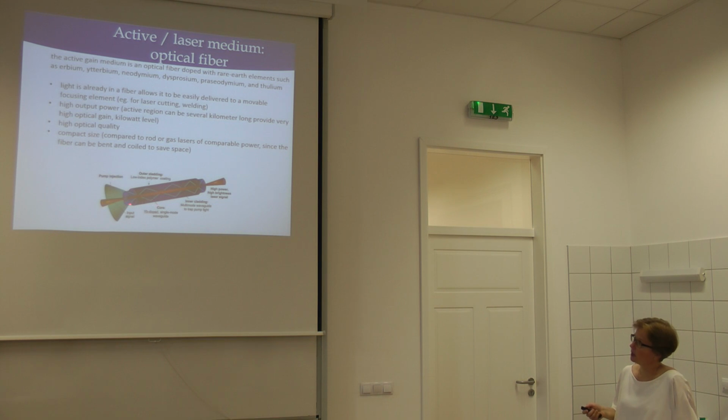In the fiber laser, the active medium, the lasing medium, is actually a doped optical fiber, so it's already in the fiber. The light propagates in this active medium. An optical fiber can be rolled up, so this laser can be of a very compact size and still a very long medium, providing a very large gain, so high intensity pulses. And since the light is generated in this optical fiber, it's already ready to be steered to the application that you want to use your laser for.